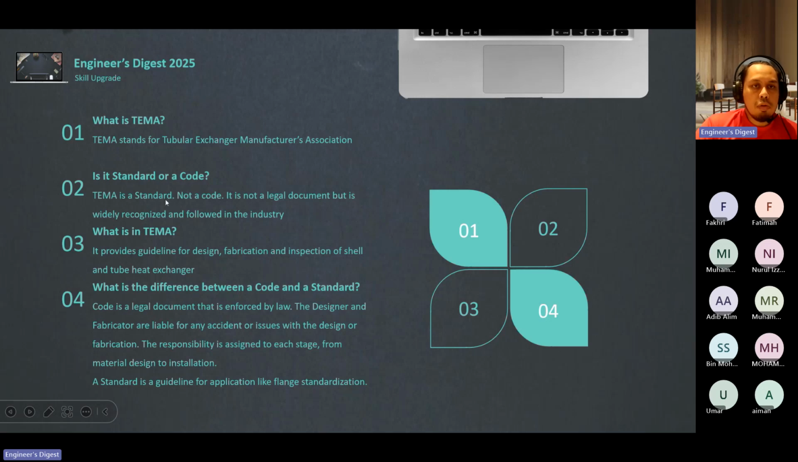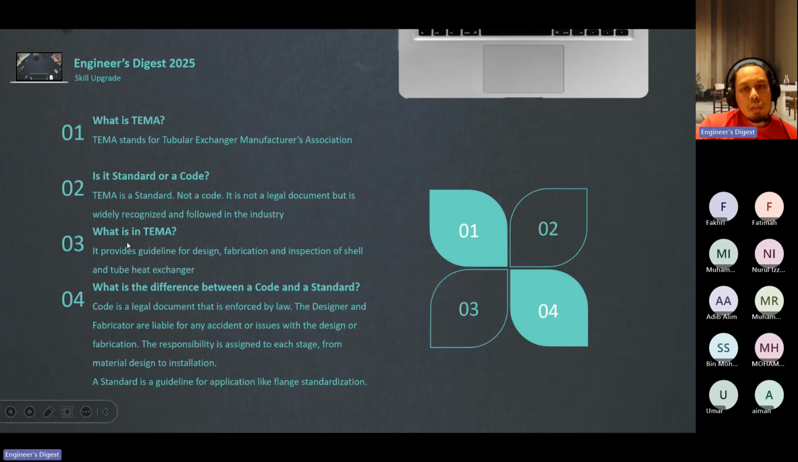The implication is that if it's just a standard, it is not a legal document, but it is widely recognized and followed in the industry. It is the same as piping ASME B16.5. That is a standard where you have a nominal size of the pipe, the schedule, the size of the pipe. It is widely followed. Why do we want a standard? Because it is easier if everybody uses the same standard, so there is no deviation in sizing and thickness. But it doesn't have a legal implication.